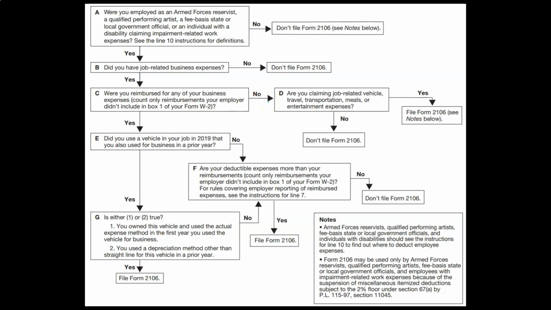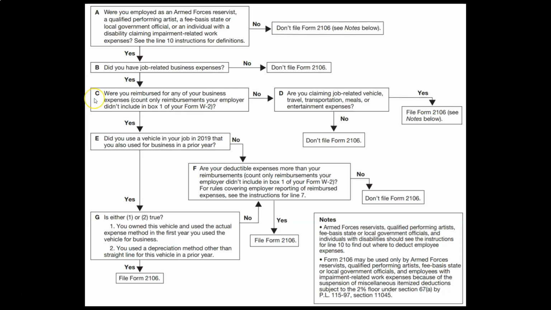If we say no, then the question is, what is the category of the expenses? Are you claiming job-related vehicle, travel, transportation, meals, or entertainment expenses? If yes, then you can go to the Form 2106 and go there. If no, then you don't file the Form 2106.